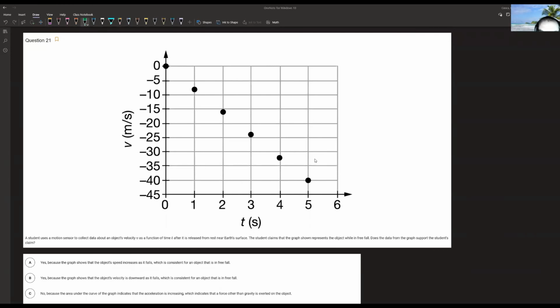The student claims that the graph shown represents the object while in free fall. Does the data from the graph support the student's claim? And so we have a velocity and time here. So is it in free fall? Let's see here.